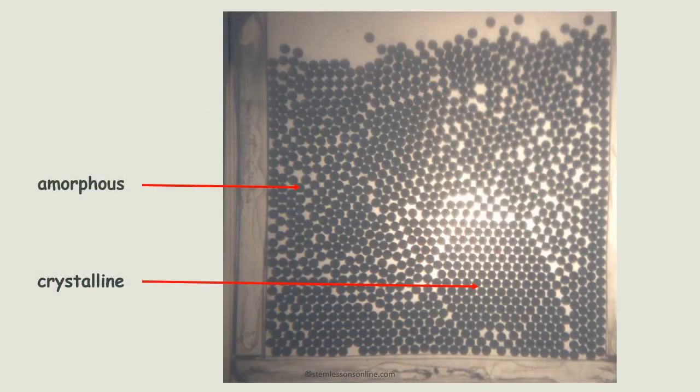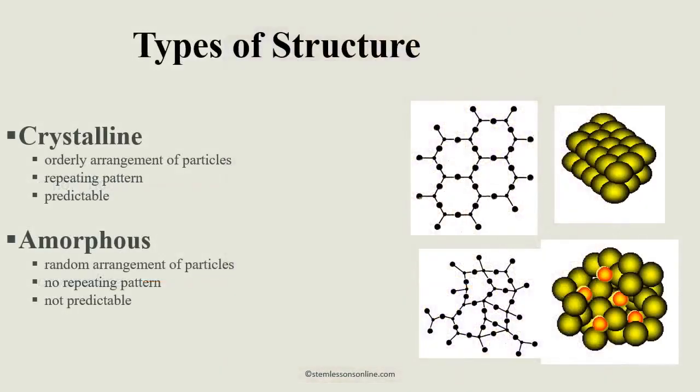If there is an orderly arrangement internally and externally, it is called crystalline, like shown here. And if it is not, we call it amorphous. So here are the characteristics of crystalline and amorphous solids. There are two types, as I just mentioned. If there is orderly arrangement of particles, repeating pattern, and if it is predictable, we call it crystalline. If not, random arrangement of particles, not repeating pattern, and not predictable, we call it amorphous. You can see the pictures here.